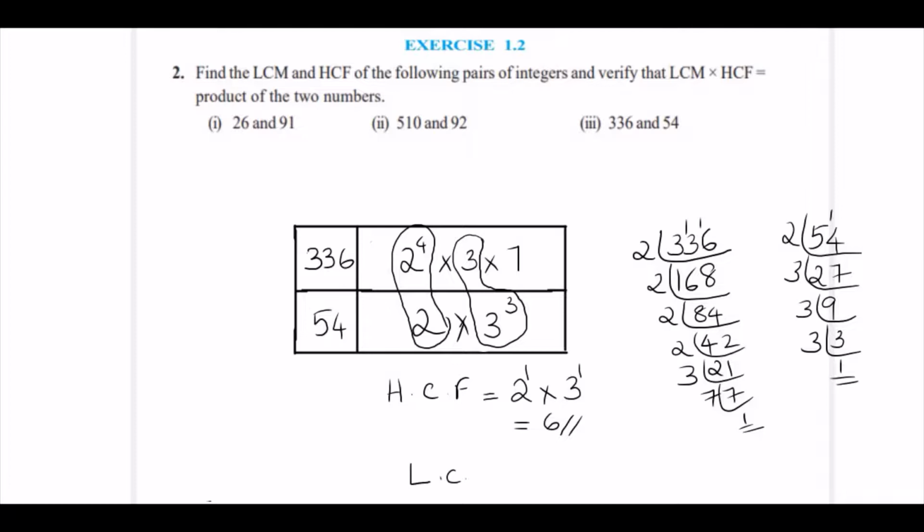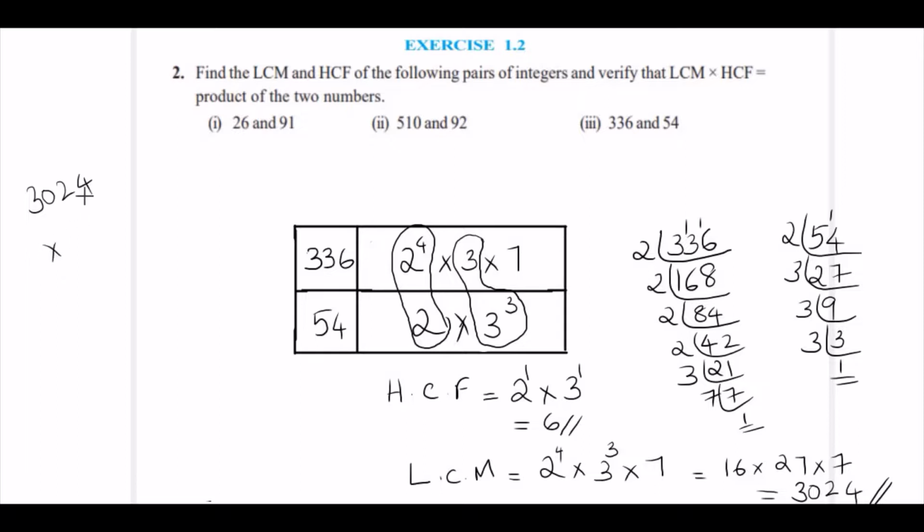Now while finding out the LCM, take all the involved factors, that is 2 into 3 into 7, and take the greatest power. So 2 raised to 4 and 3 cube. So you will get 16 into 27 into 7. So while you multiply, you will get it as 3024.